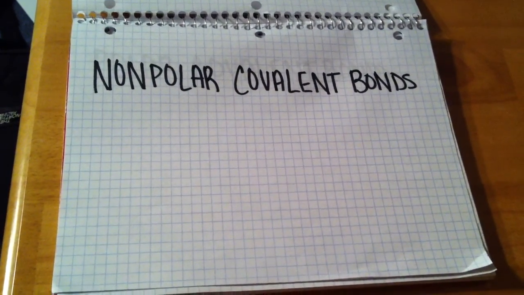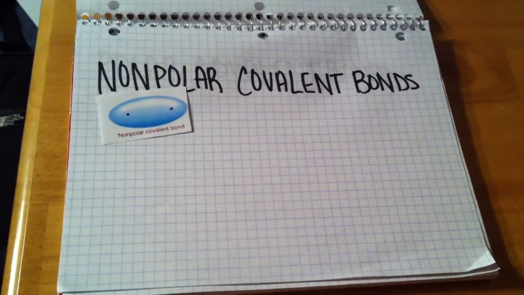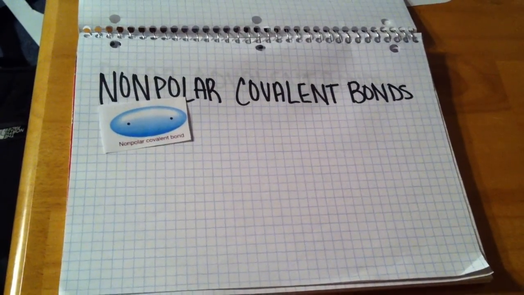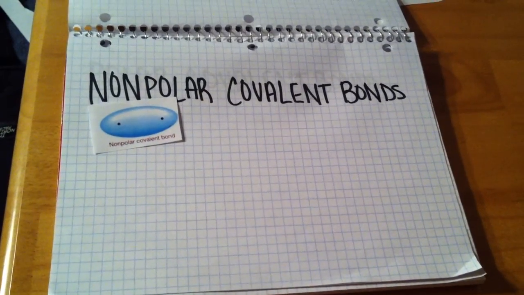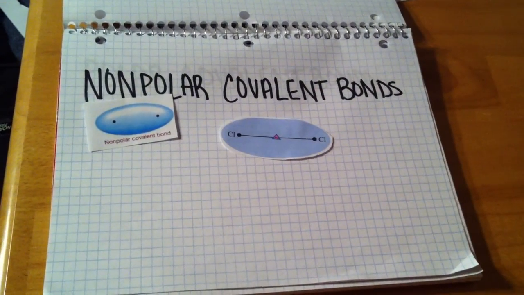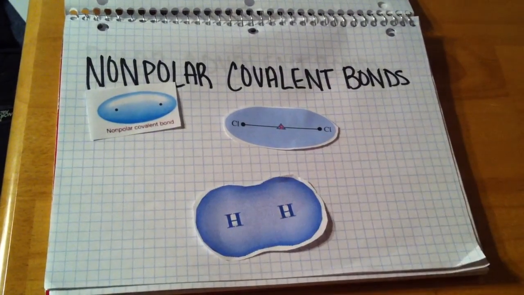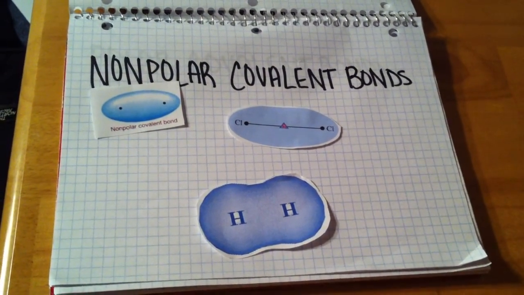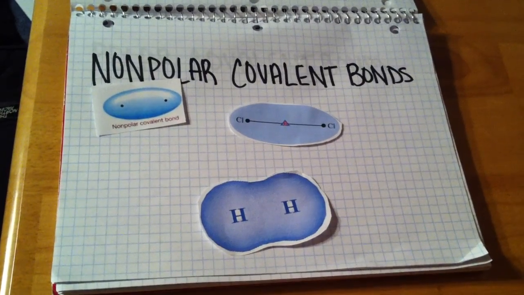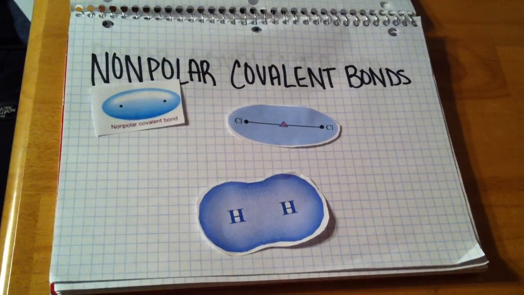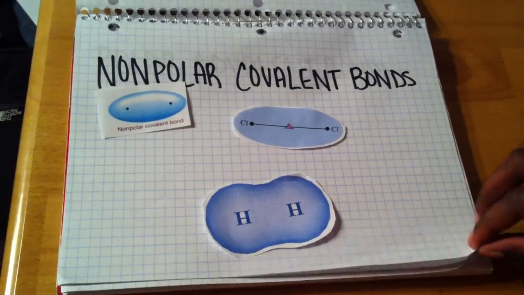Nonpolar covalent bonds occur when the sharing of electrons is equal, so the electrons spend the same amount of time around each atom. An example of a nonpolar covalent bond is H2. The two hydrogen atoms share the electrons equally, which can be seen as an electron cloud where both clouds around the atoms are the same size.